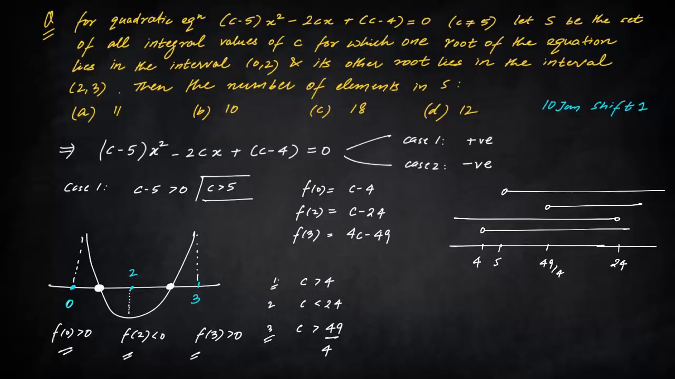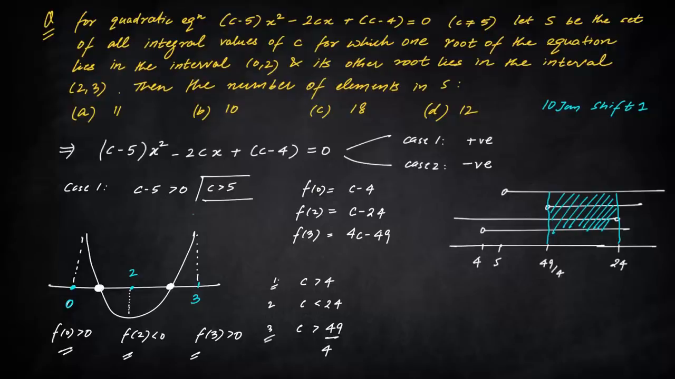So you need again the common region where all the 4 lines will lie. Did you notice where it is happening? Yes, this particular slot. In this particular region, you have all the 4 lines, which is from 49 by 4 to 24. So the answer to the case 1 is that C should belong to 49 by 4 to 24. This is the answer that you should be looking to write in this particular case.